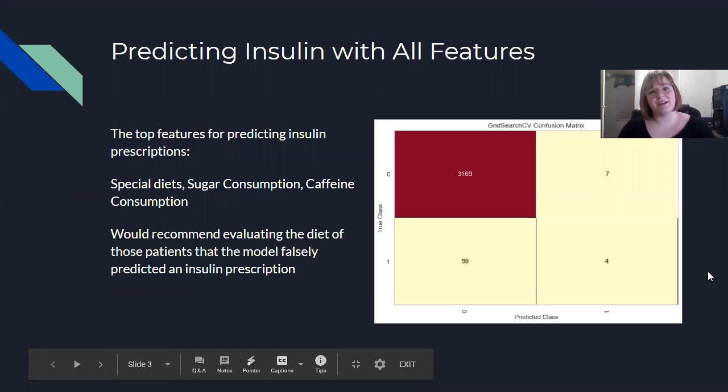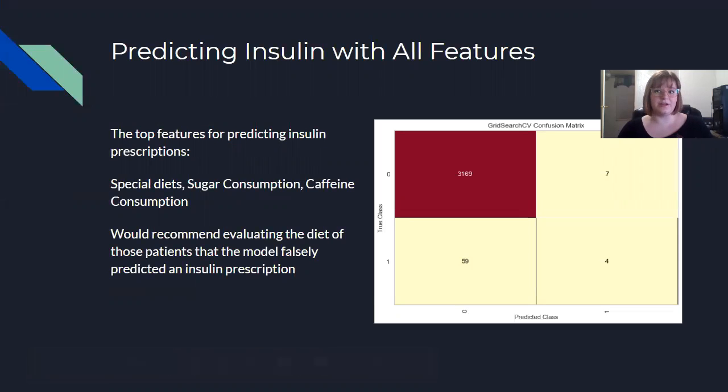So the first thing that I did was I predicted insulin prescriptions with all the features, all of the 168 questions. I found that the top features that predicted insulin were if the patient was on a special diet, their sugar consumption, and their caffeine consumption. Just a few notes about those top features.